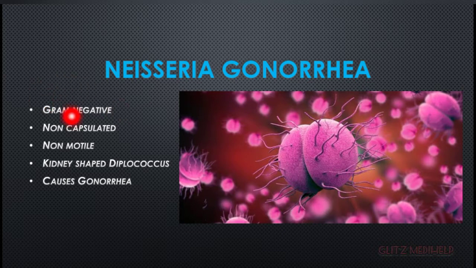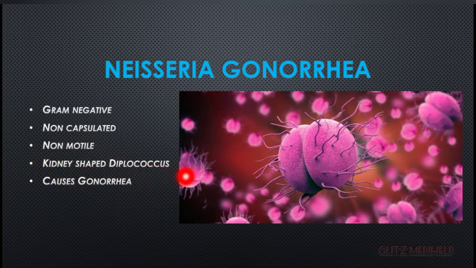So why is it called gram-negative? If we do the gram staining procedure and observe the smear under the microscope, we can see the bacteria stained pink, which is the color of the secondary stain or counterstain. Hence it is called gram-negative. It is not covered by any capsule and it is also non-motile. Then here we have to remember kidney-shaped diplococcus.